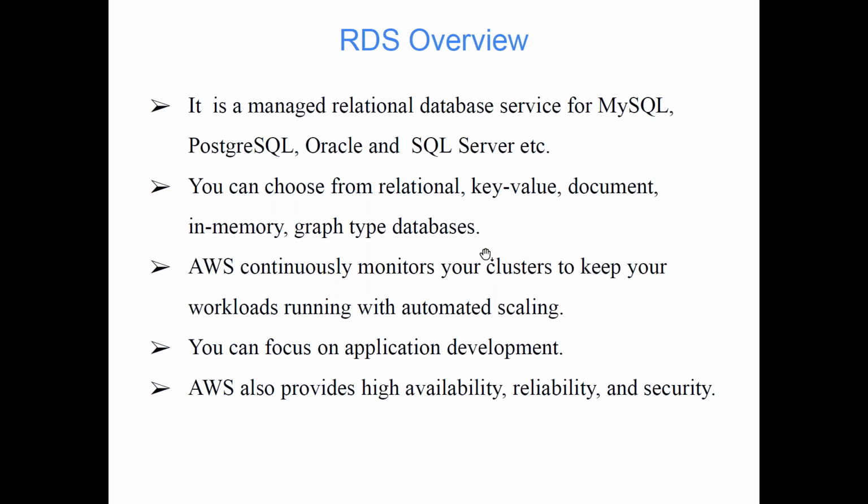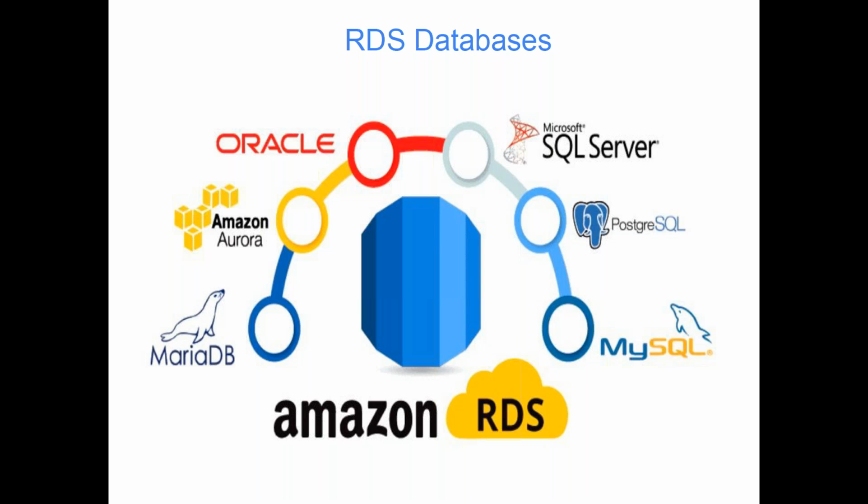So this is a very basic overview. Let's move ahead and see what type of RDS databases are available with Amazon. You can see that we have MariaDB, and we have Amazon Aurora, which is specific to Amazon. This is not a third party; it is their own product. Apart from that, Oracle, Microsoft SQL Server, PostgreSQL, and MySQL are also available.